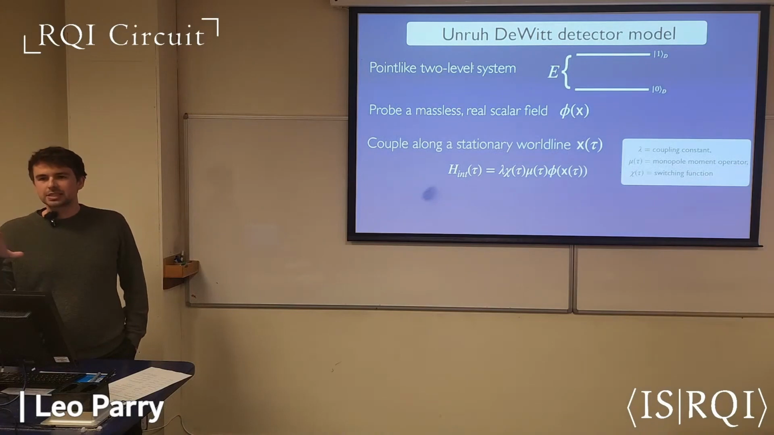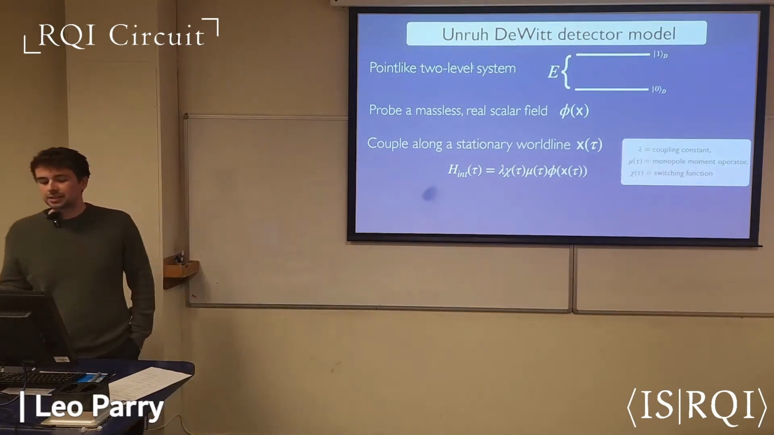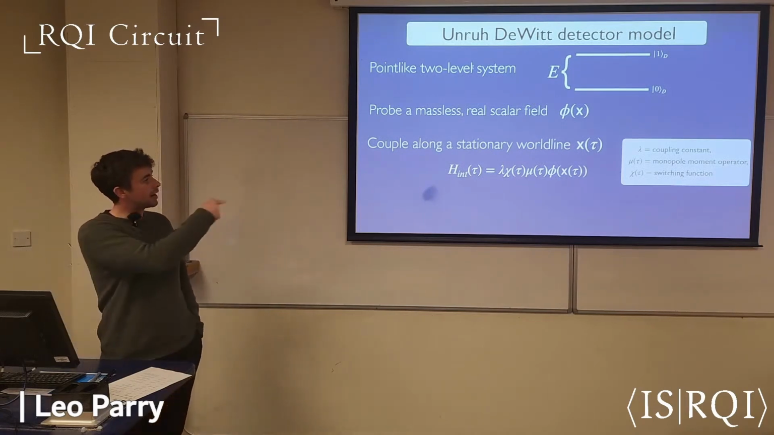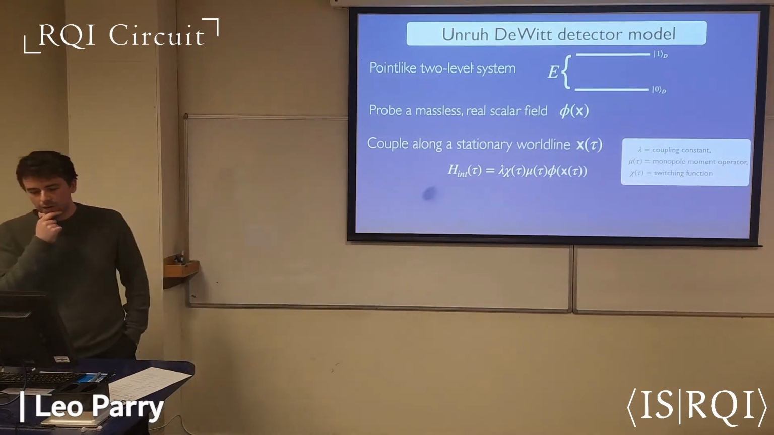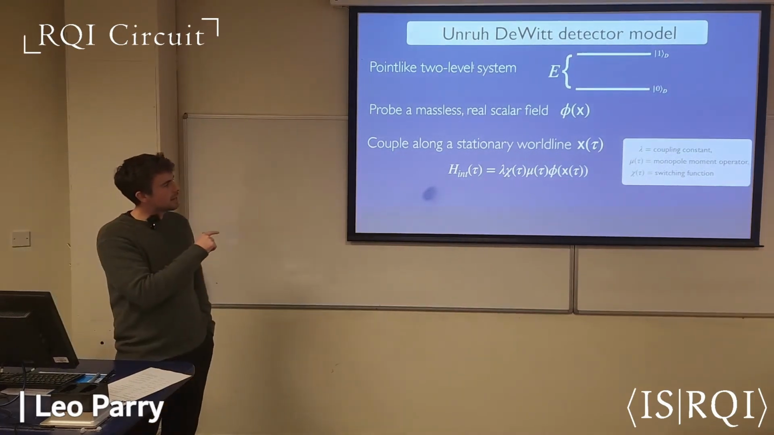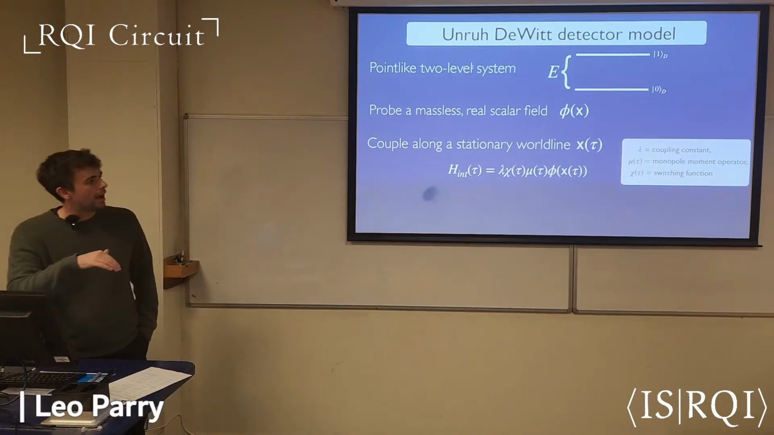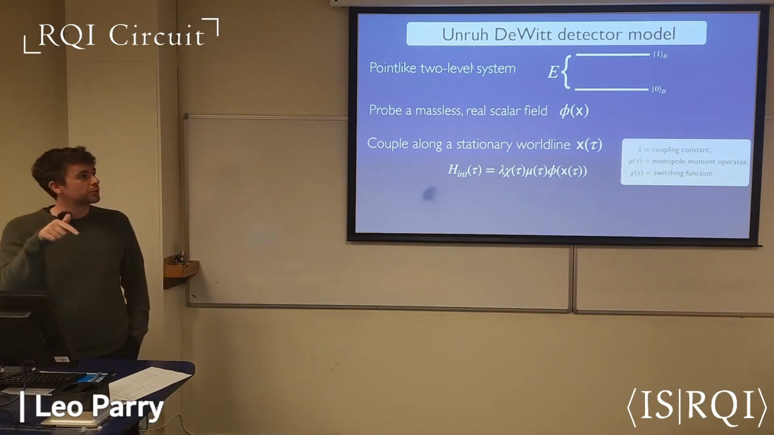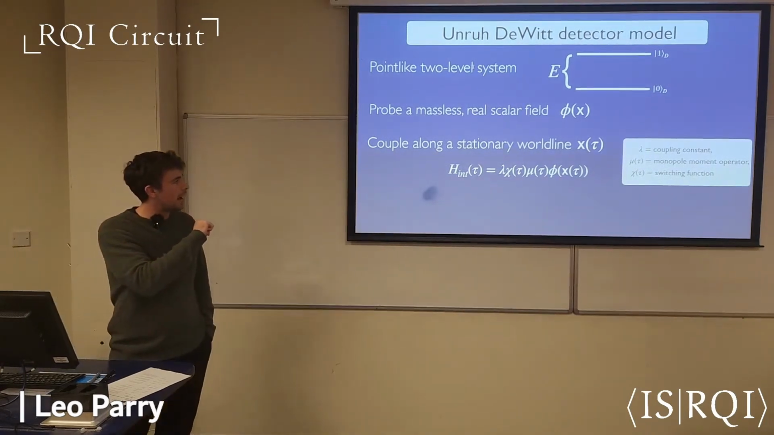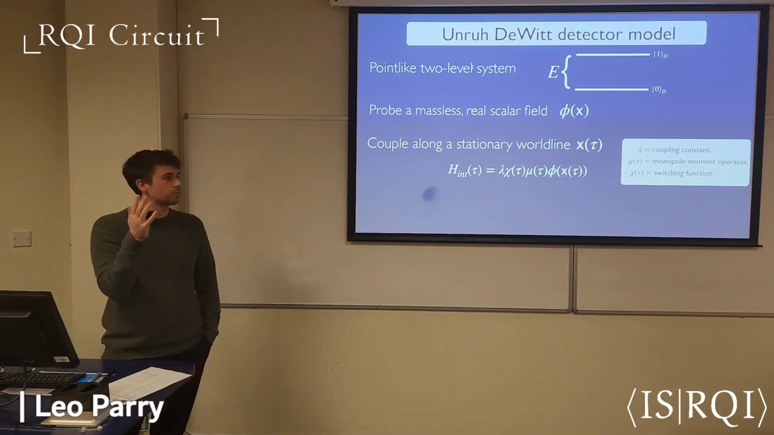And we allow this detector to travel along a stationary world line, x of tau. Tau is the proper time. And we couple the detector to the field along this world line via this interaction Hamiltonian. Lambda is a small coupling constant. Chi is a switching function which tells you how to switch on and switch off your interaction. Mu is the monopole moment operator, which induces excitations and de-excitations in the detector. And phi of x of tau is the field evaluated along the detector's world line.